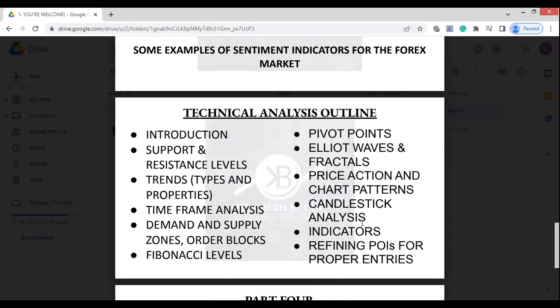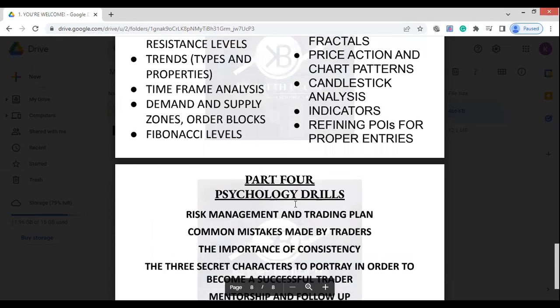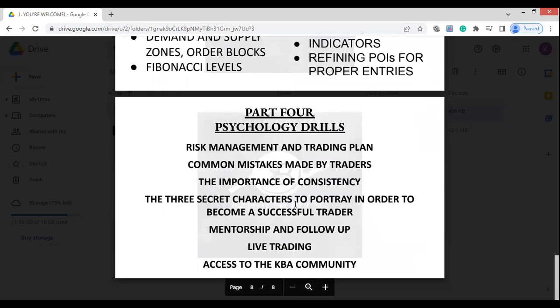Now, under technical analysis, we have introduction, support and resistance levels, strengths, types and properties, time frame analysis, demand and supply zones, order blocks, Fibonacci levels, pivot points, Elliott waves and fractals, price action and chart patterns, candlestick analysis, indicators, and refining POIs for proper entries. That means refining points of interest for proper entries. So all these are what you're going to be learning under this wonderful course. It might look so complex to you right now, but believe me, you will understand every single thing as soon as you begin the course.